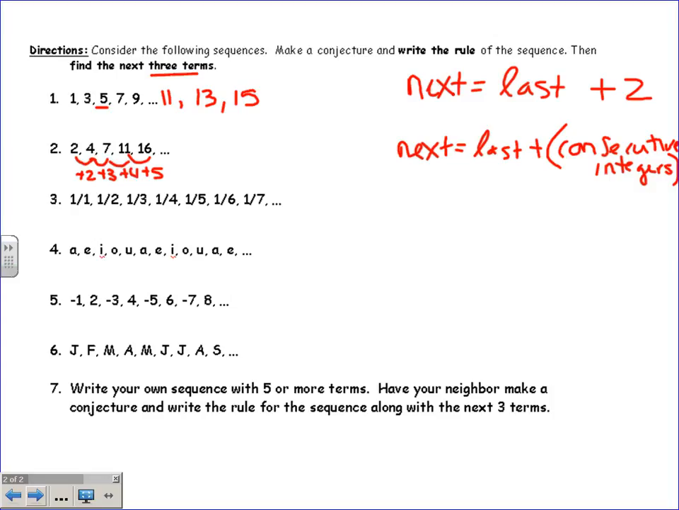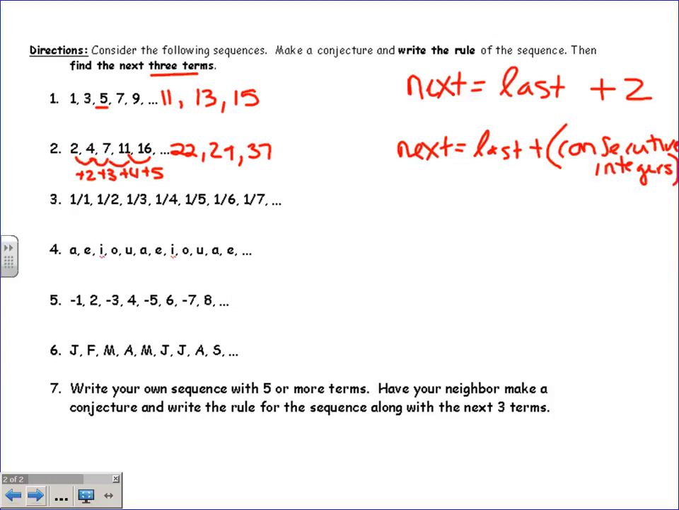So what would the next term be? We're gonna add 6 to it, so what would that be? 22. You're adding 6. We're gonna add 7, so what would be after that? 29. We're gonna add 8. 37. 6, 7, and 8. Okay.